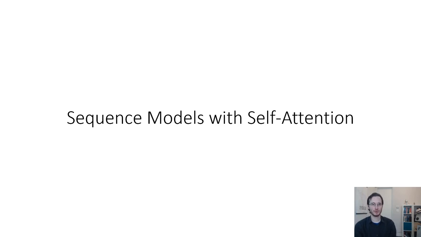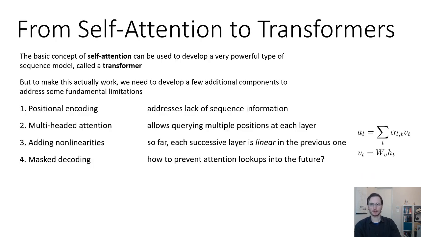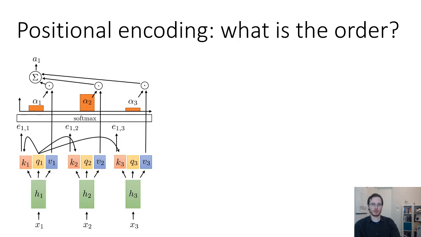All right, let's go through each of the things we need to take care of in order to turn this basic self-attention mechanism into a practical sequence model. So we'll start with positional encodings. All right, so here's the basic problem.